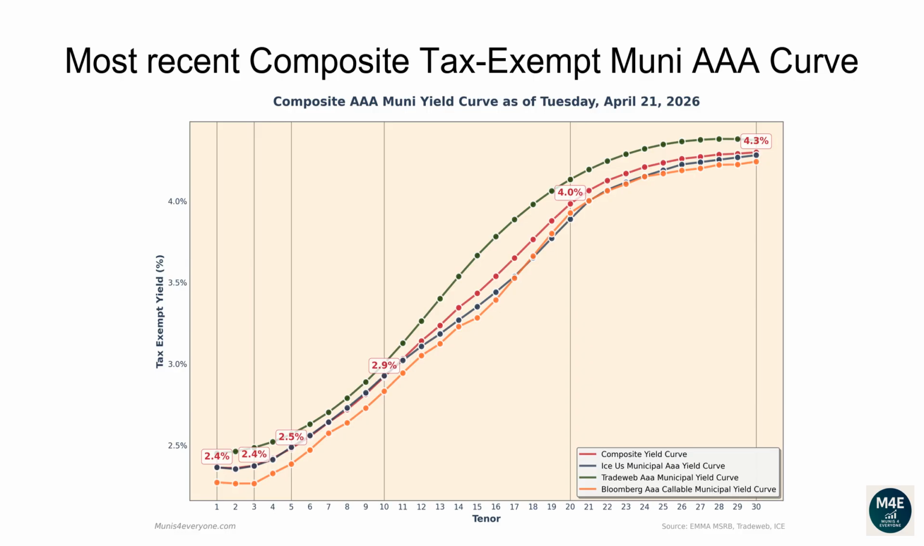The one-year composite tax-exempt yield is 2.36%. The two-year yield is 2.36%. The three-year yield is 2.37%. The 5-year yield is 2.48%. The 10-year yield is 2.92%. The 20-year yield is 3.98%. The 30-year yield is 4.3%.